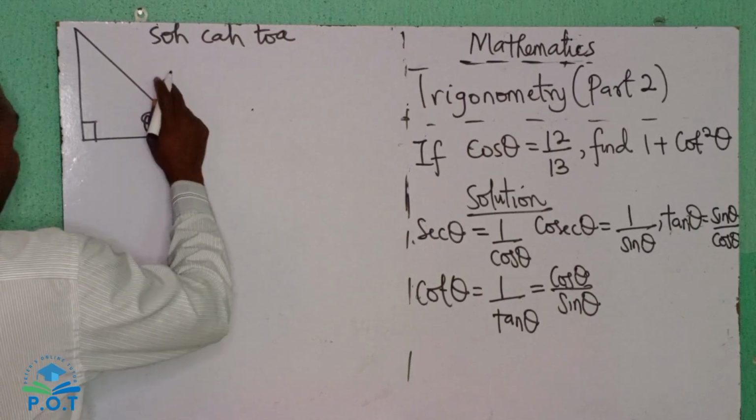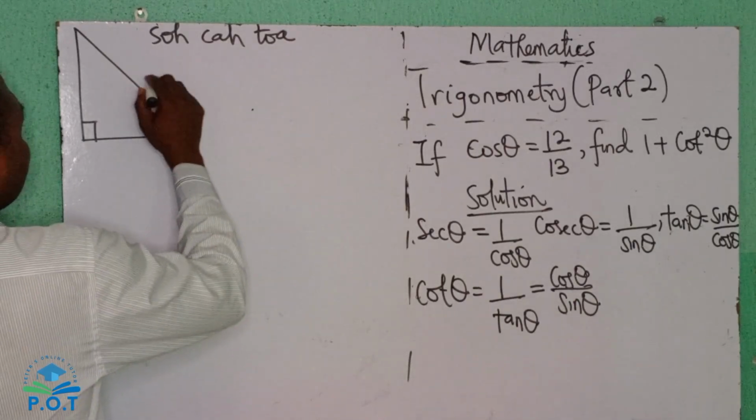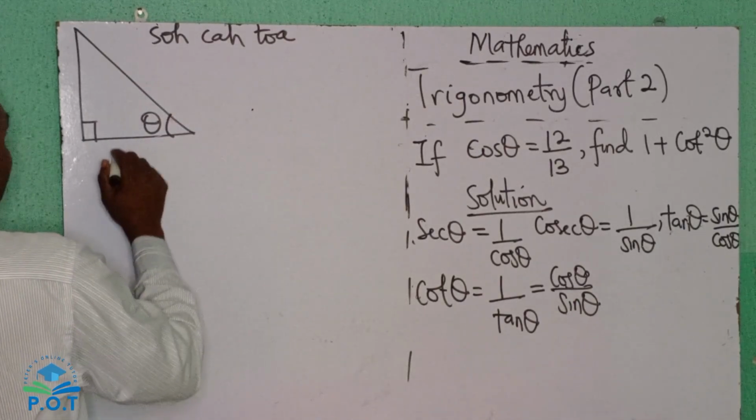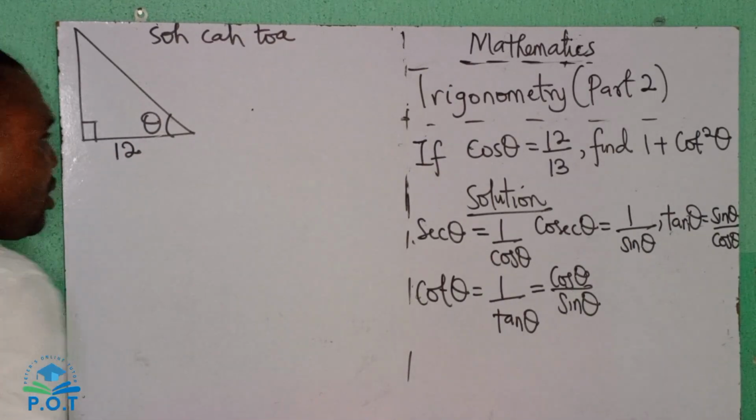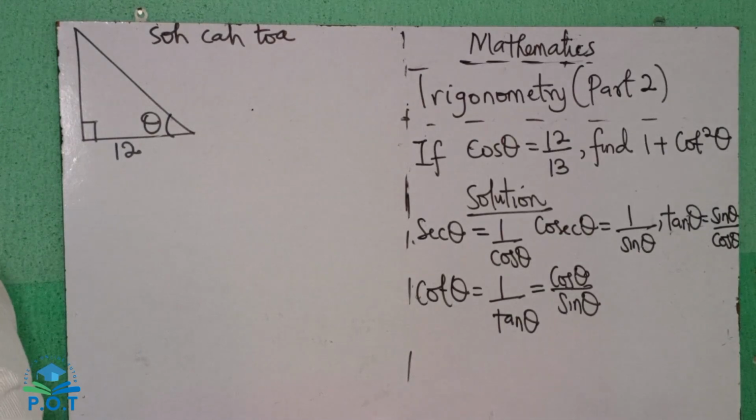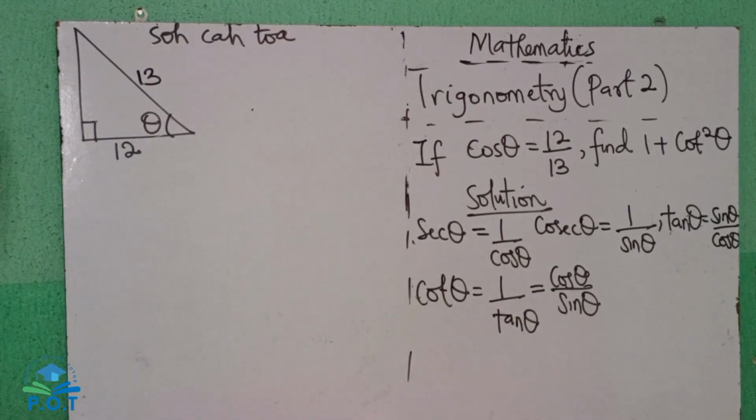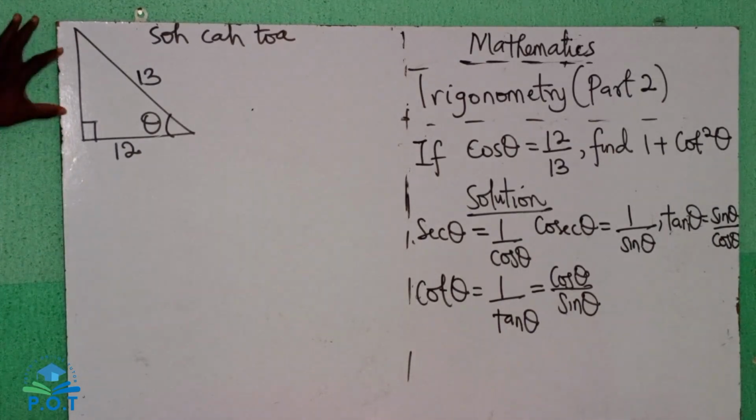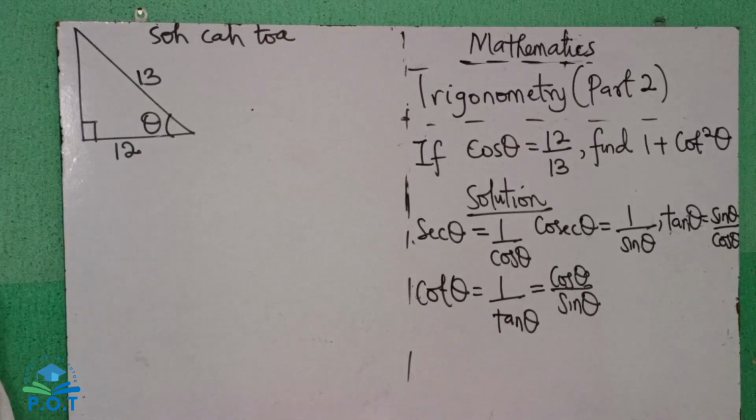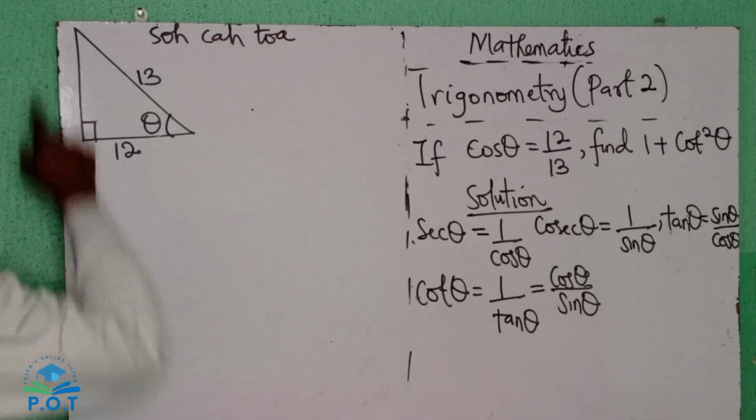Take note, here is the hypotenuse, that's the longest side. And here is the adjacent, so I'm having here as 12. And then my hypotenuse is 13. Now, if we check this out, I do not have this other side. So I have to use Pythagoras theorem to get this other side.